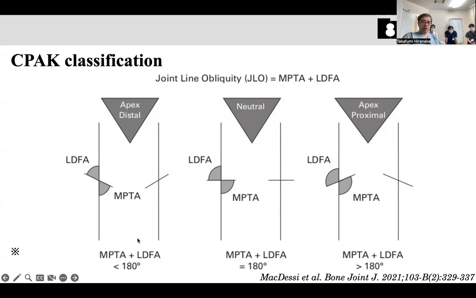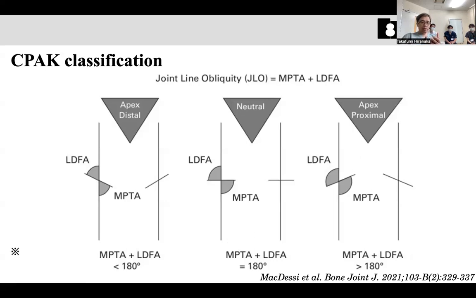If it is less than 180 degrees, that means a medially sloped joint line, so-called apex distal, where the apex comes distal to the knee. On the other hand, if the sum of MPTA and LDFA is more than 180, that implies a laterally inclined joint line, so-called apex proximal. So in addition to leg alignment, joint line obliquity is another factor that expresses the patient's phenotype of the knee.